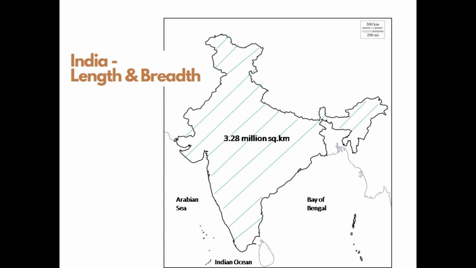Hi everyone, welcome to the pedagogy. Today we are going to cover the 7th unit of NCERT Geography. In this chapter, we are going to see the length and breadth of India and its versatile physical features in depth. So let's begin.